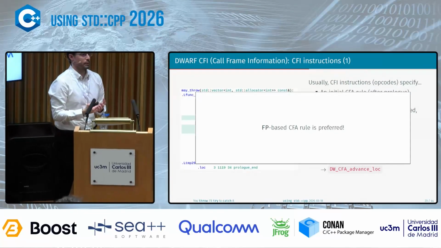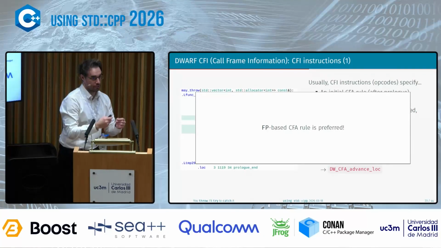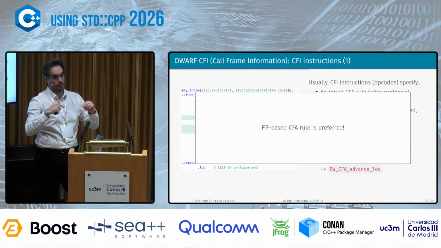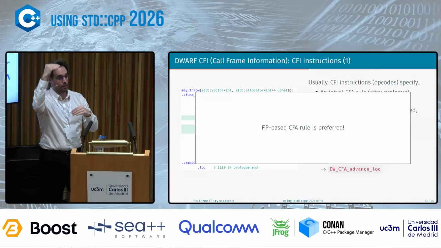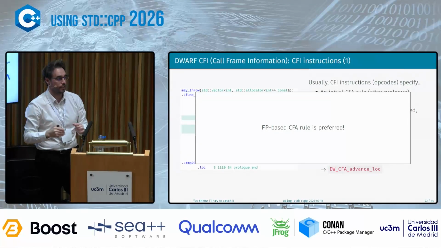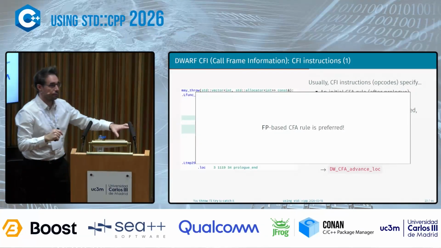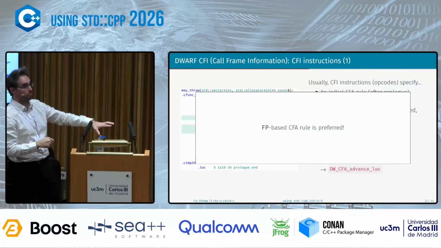Obviously, we prefer FP-based rules because the stack pointer might get changed at any time during the function code, right? We might reserve some more stack space at any point in time. So describing the CFA via FP is always preferred.